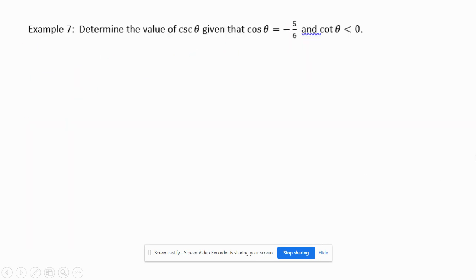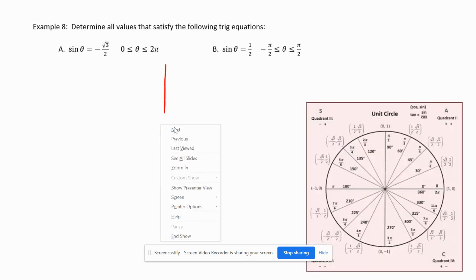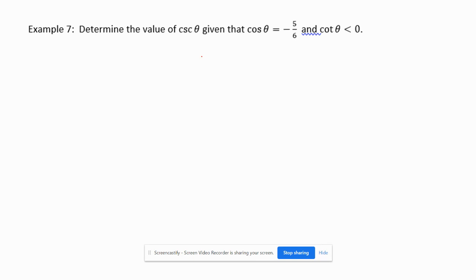Okay, example 7. Determine the value of cosecant given that cosine theta is negative 5 over 6 and cotangent theta is less than 0. So when we do this question, we're going to start by using our cast rule. What this is telling us is that cosine is negative. Now the other thing over here, if they say cotangent is less than 0, which is cotangent negative, cotangent is the reciprocal of tan. Therefore, tan is negative as well.